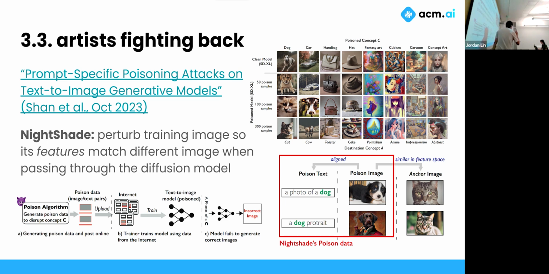How do they do this? The key is this. Remember intermediate features? Go back to it again. What they're doing is you have this image, and you have some sort of anchor image that you want to kind of map this to.